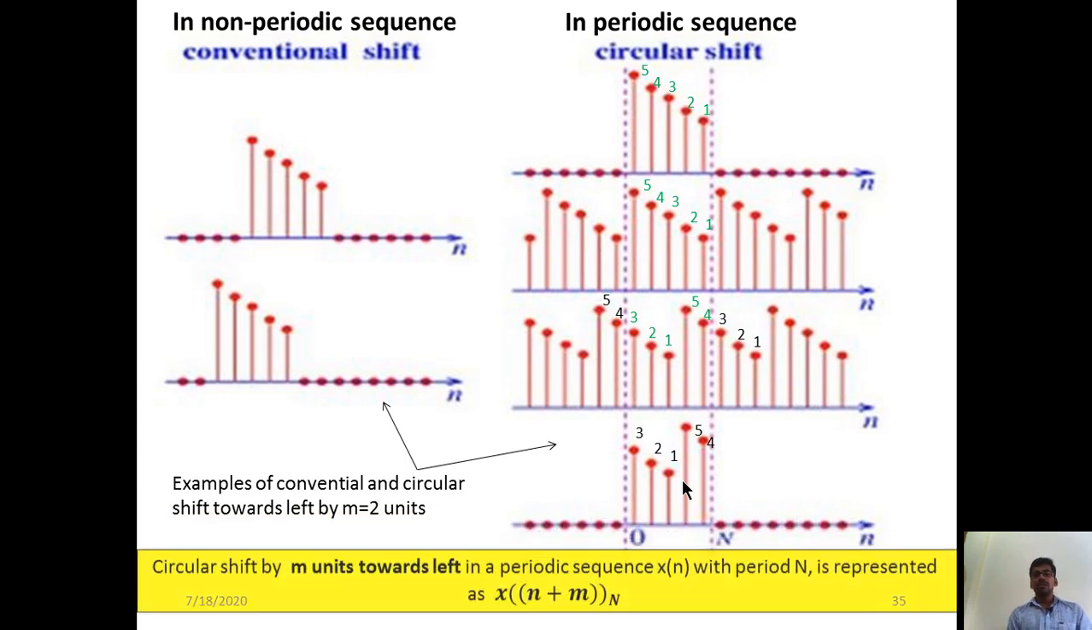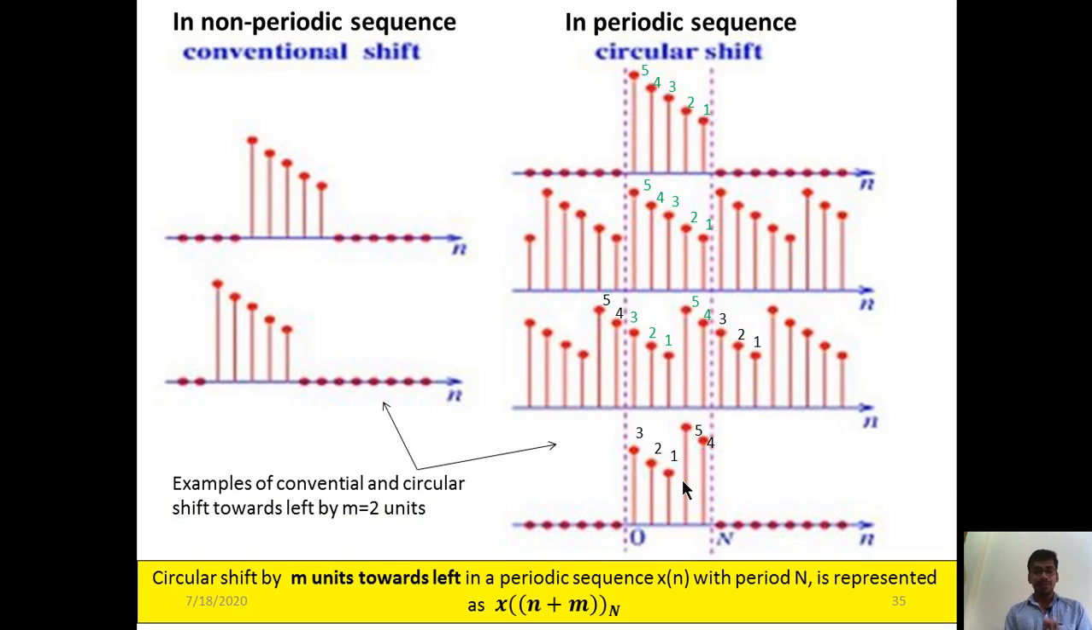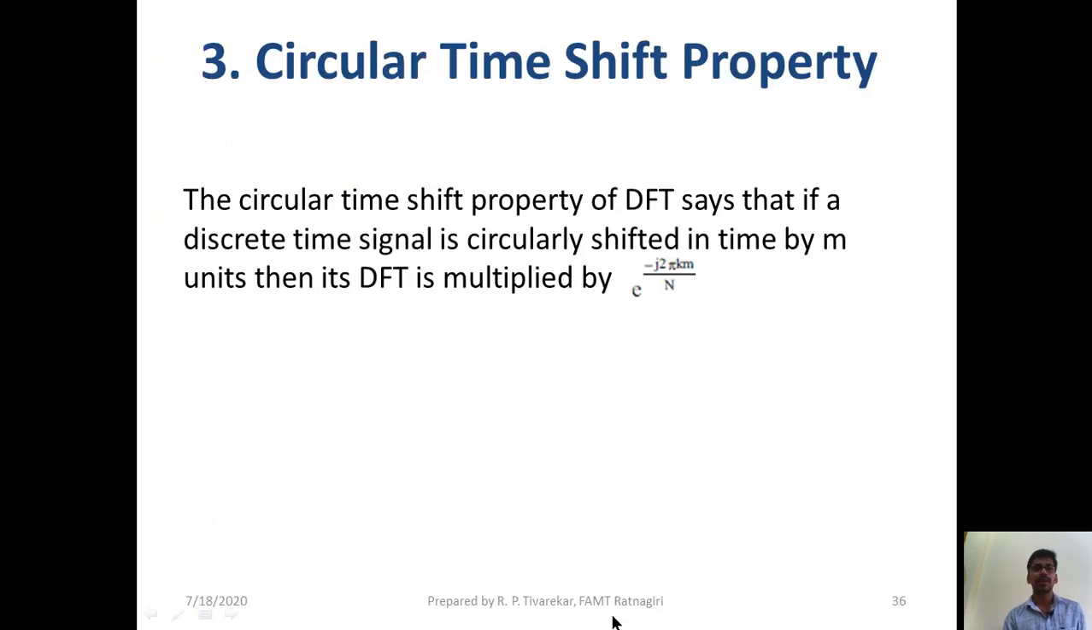So the circular shift by m units towards left in a periodic sequence x of n with period capital N is represented as x of n plus m. If it is towards right, then we have x of n minus m, and it always has capital N at the bottom to represent that it is a circular shift in a periodic sequence with period capital N.